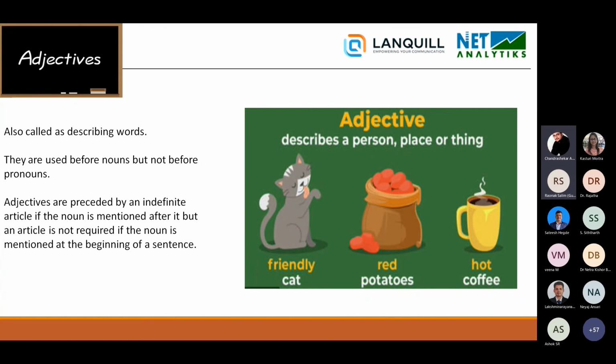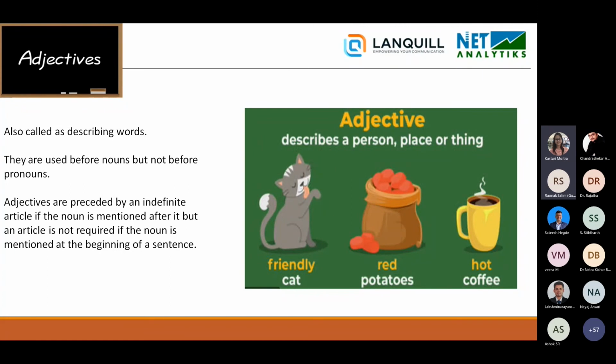A little confusing. Suppose we take the example of this cat, and I name this cat Tom. I cannot say Tom is a friendly it. If I replace cat with it, I cannot say Tom is a friendly it, because when I say it, you don't know who Tom is. Tom is a friendly cat. So I have to use the noun.